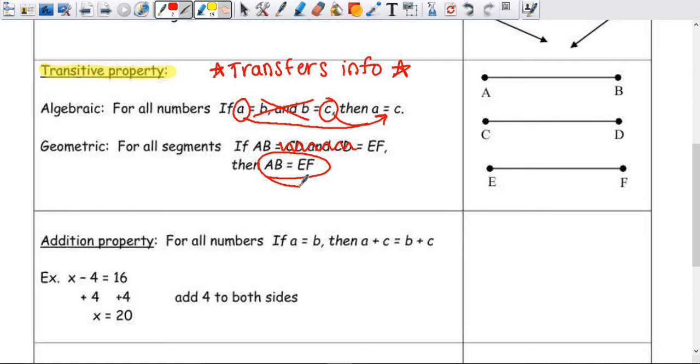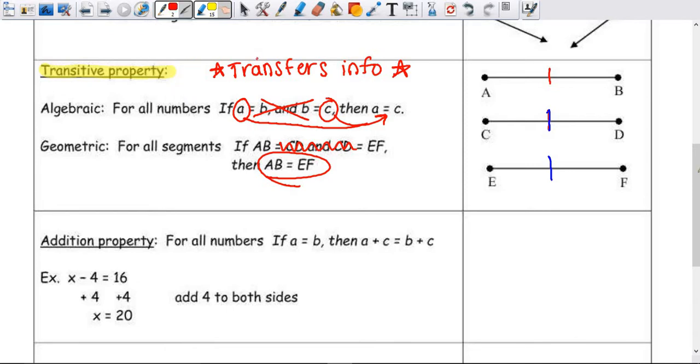Okay, so if we're looking at the pictures, if AB is marked as being congruent to CD, and then I have maybe that CD, so mark it with blue, all right, is congruent to EF. Well, if CD is that same length, then the other ones must be the same as well.